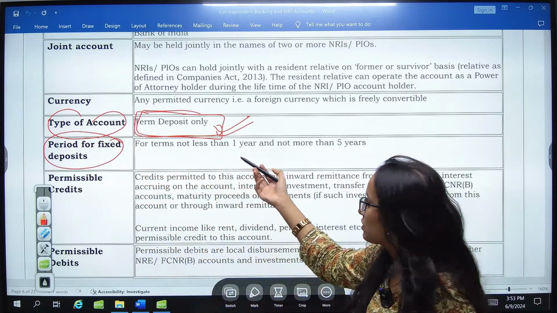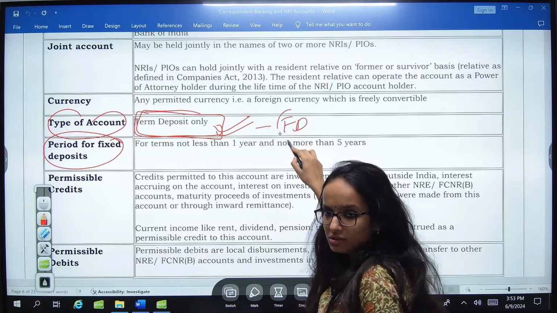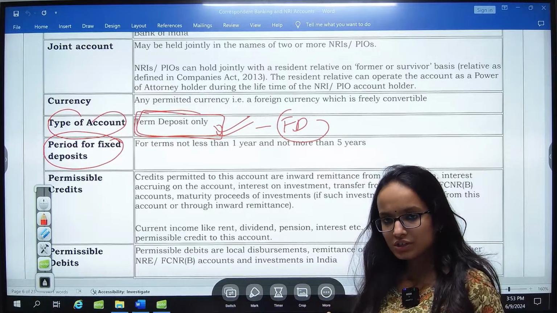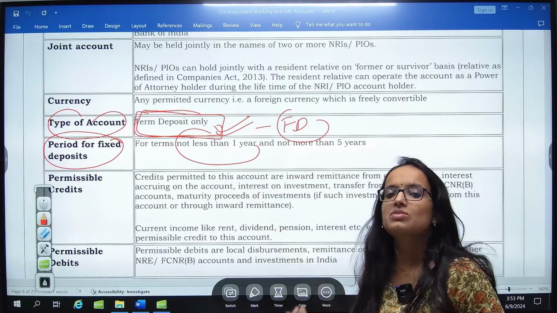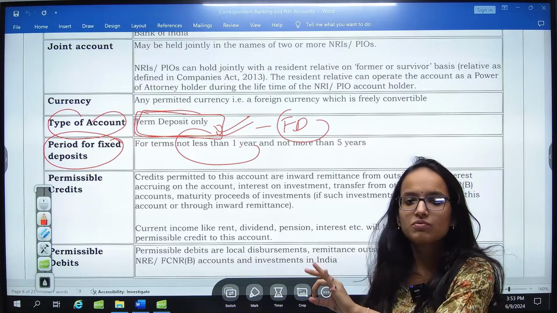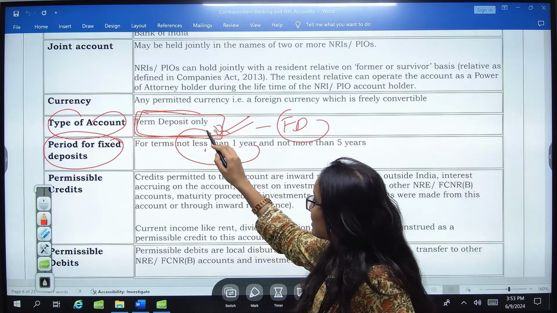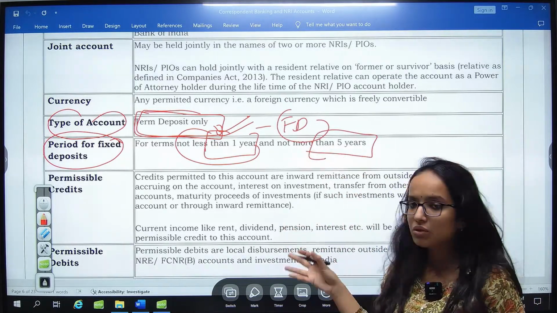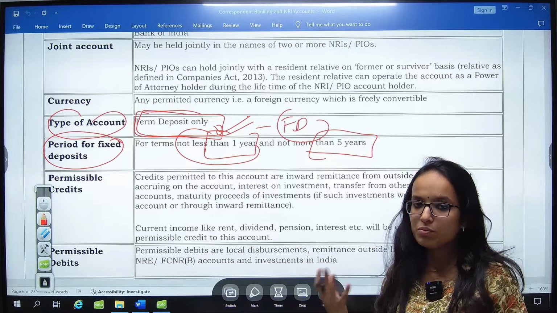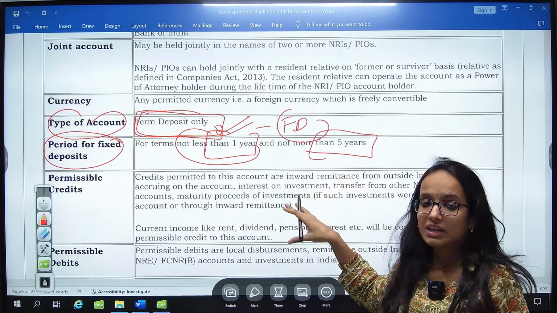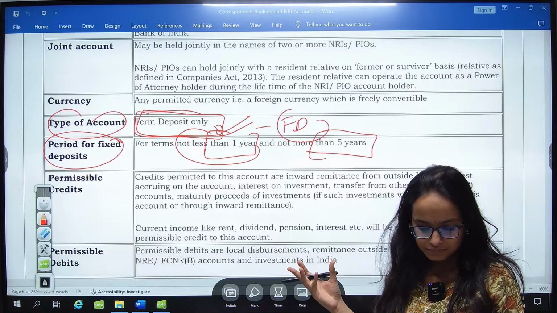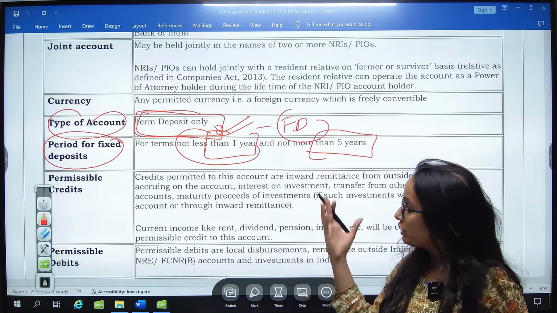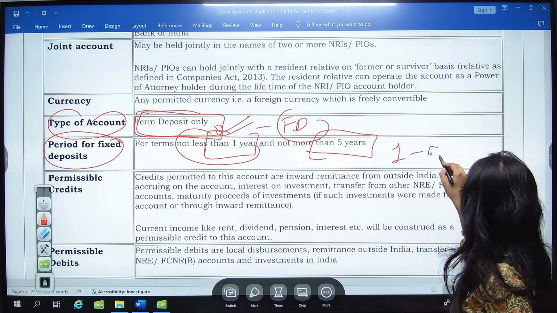Then period for fixed deposits. Since these term deposits are nothing but like your fixed deposits, the FDs which we have, what shall be the period? Whenever we talk about fixed deposits or term deposits, it has to be at least 1 year. So for terms, not less than 1 year and not more than 5 years. Remember. So what will be the time duration of this account holding? Not less than 1 year, but it cannot exceed 5 years. So period of fixed deposit or term deposit will be between 1 to 5 years.